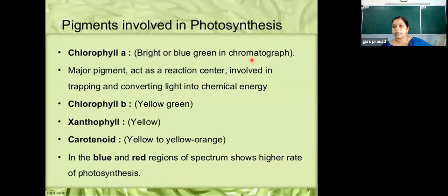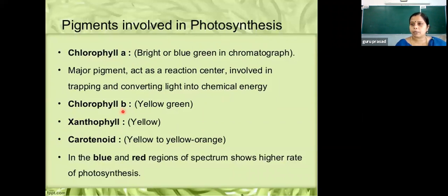If we split the white light in a chromatograph, it appears as a spectrum. Here, its absorption capacity is in the blue-green region. Inside the chromatograph, next is chlorophyll A, which is a major pigment acting as a reaction center involved in maximum absorption of light and converting light energy into chemical energy.